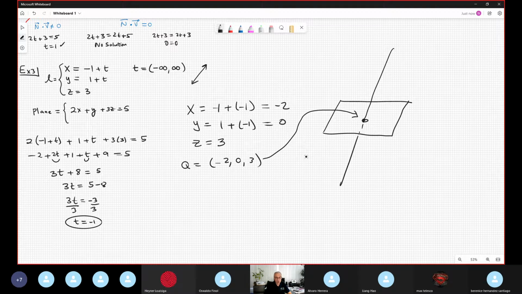Curiosity, just curiosity. This point belongs to the line and belongs to the plane. So if you plug in the values -2, 0, and 3 into the equation of the plane, I suppose you get a true statement. Let me try. It's 2 times -2 plus 0, plus 3 times 3, should be 5. I put a question mark because I don't know if this statement is true or false. This is -4, this is 9, equals 5. 5 equals 5. Super.